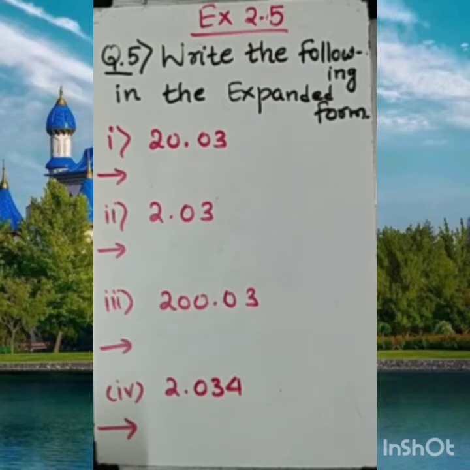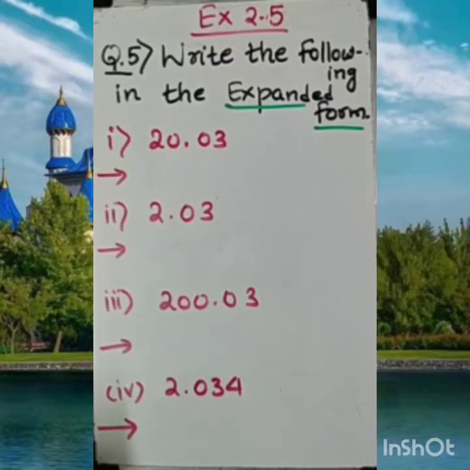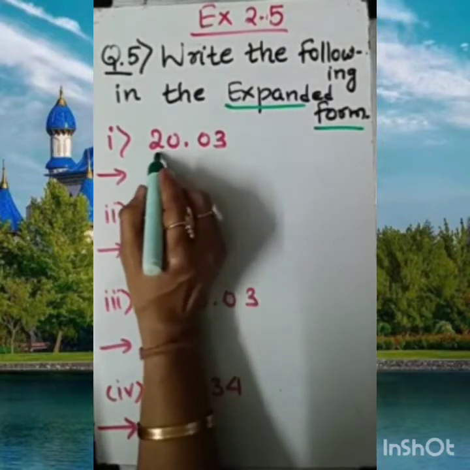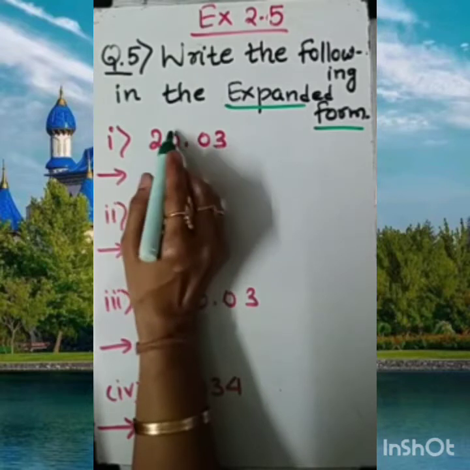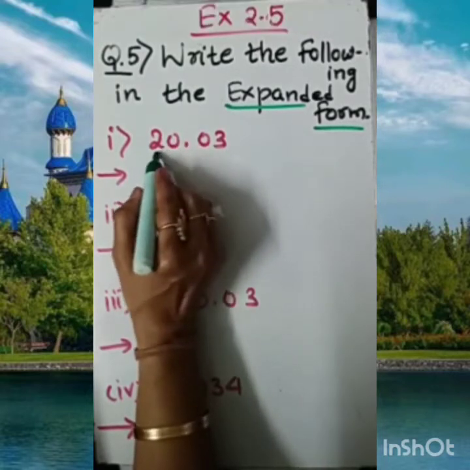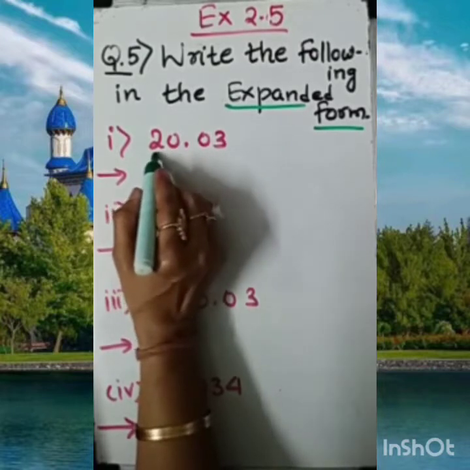Yes, expanded form. Expand, it is, we have to stretch it. Okay. First one we are given is 20.03. So how to move out with that? Just look at your screen. 20 in that, this is integer part. Okay. In that, this is tens place, this is 100, sorry. This is ones place and this is tens place.